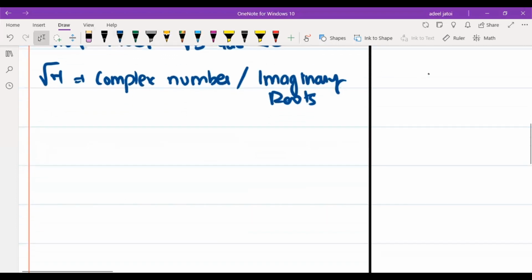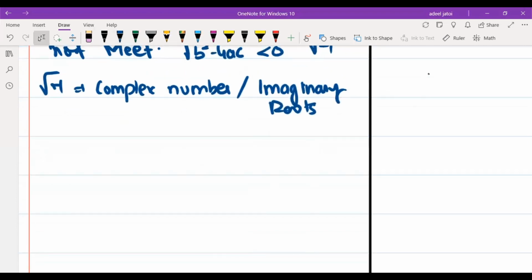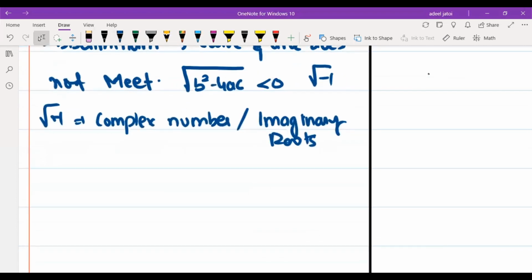Now, the whole of complex numbers basically revolves around this under root -1, because under root -1 is basically your iota, which means -1 to the power half. So anywhere you see under root -1, you can always write this as iota directly.